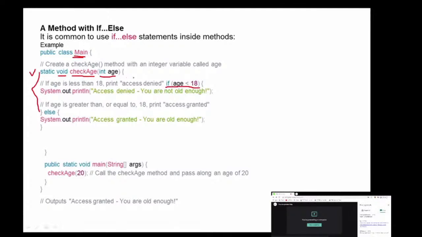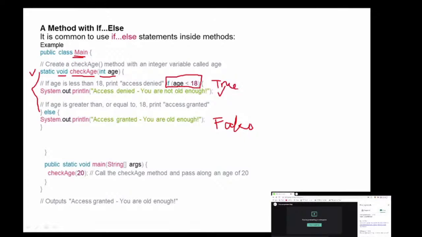So here inside the method we have an if condition. So if age is less than 18, then ani iyahang i-print. Else, if this is false, kini ang iyahang i-print. This is if the condition is false here. If the condition is true, then ani siya ang iyahang i-print.